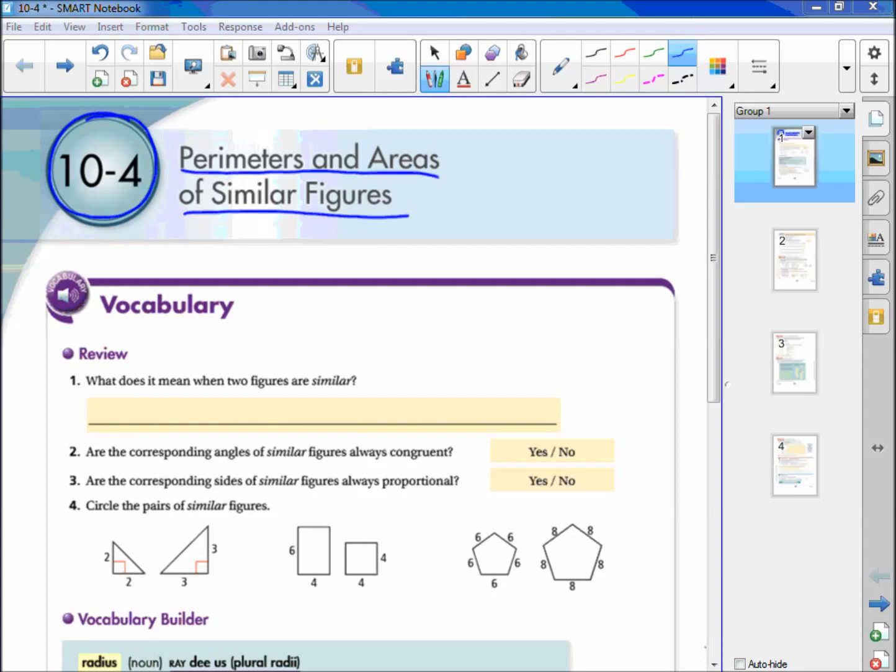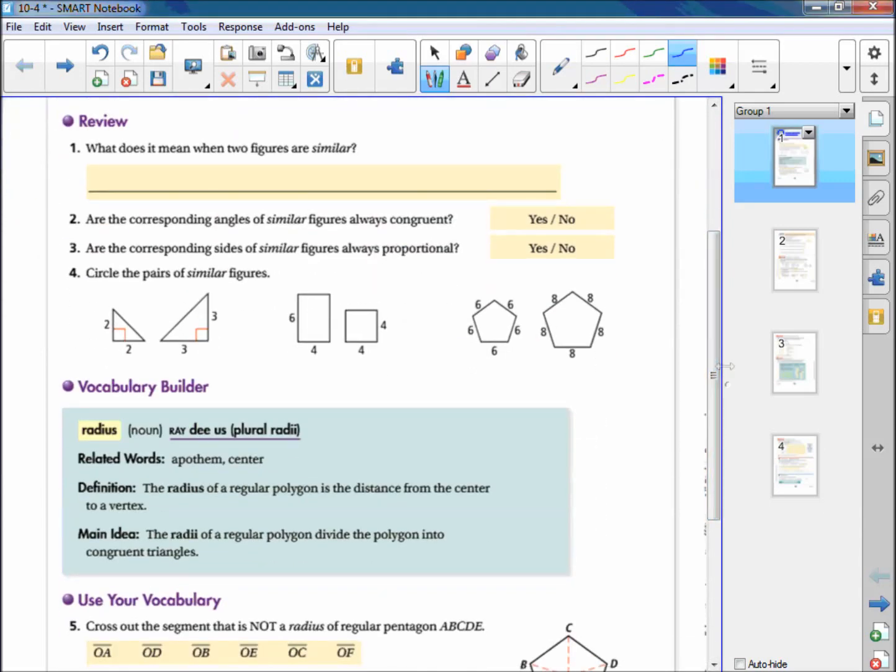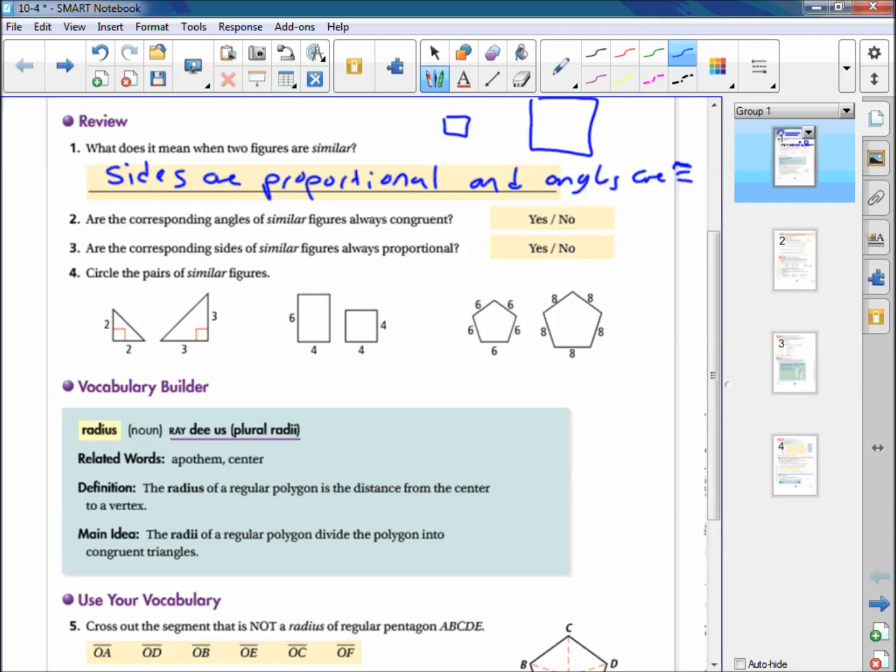So what does it mean when two figures are similar? Remember, similar figures have the same shape, but not necessarily the same size. So their sides are proportional, and angles are congruent. Okay? So two squares are always going to be similar because they have proportional sides, and all the angles are going to be 90 in both of them, so they would be congruent angles.